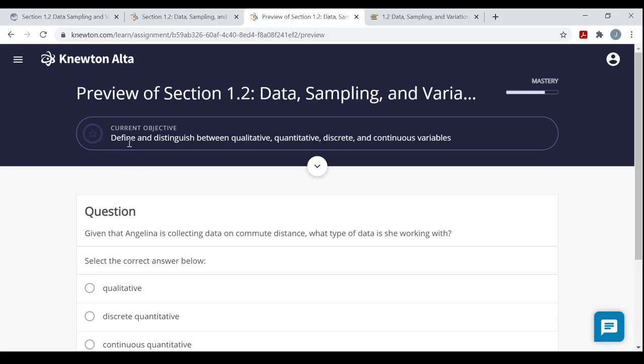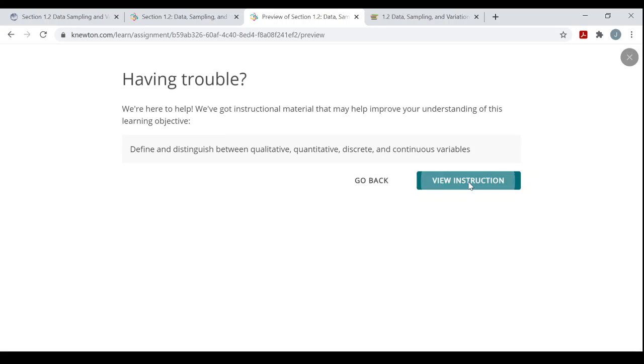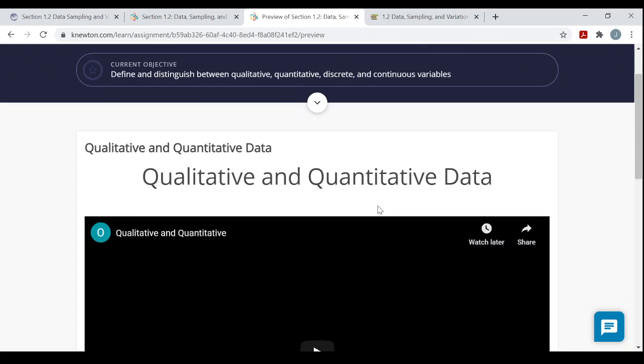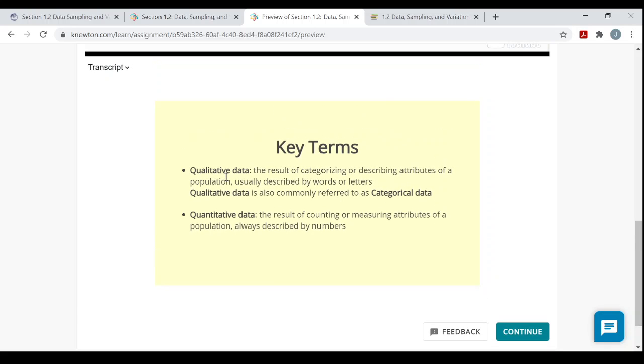New objective: define and distinguish between qualitative, quantitative, discrete, and continuous variables. And let me go to more instruction since it's new, and view instruction. Now there's another video, okay. Key terms. Qualitative data: the result of categorizing or describing attributes of a population, usually described by words or letters. Qualitative data is also commonly referred to as categorical data.